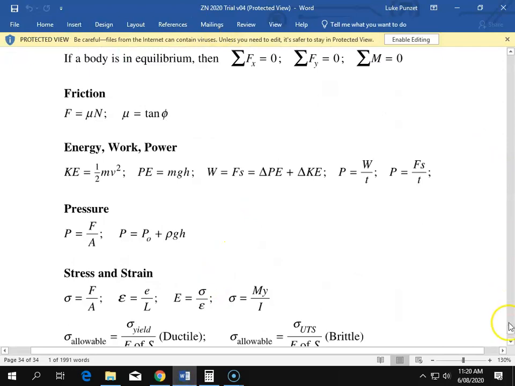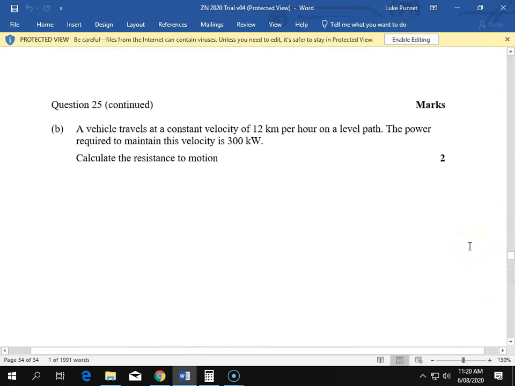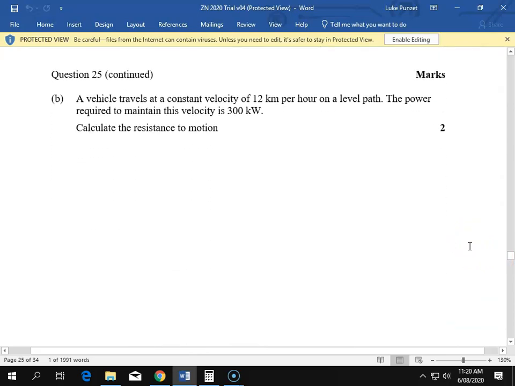So what did we need to do on this page then? Go to page 25. What we know is P of 300,000 equals F, which is unknown, multiplied by the velocity, which is 12 kilometers per hour divided by 3.6. Some of you, I'll be honest, when I was in high school, I didn't remember that you just divide by 3.6. I worked it out from scratch every time. I would multiply by 1,000 to turn kilometers into meters, then divide by 60 seconds, divide by 60 minutes, and I'd get my answer.